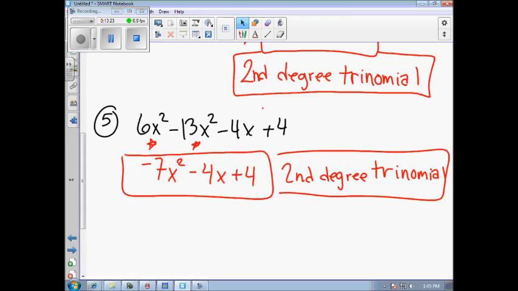Okay, that should get you going on that. All right, we are going to start a worksheet practicing more adding and subtracting polynomials. This is actually your homework, so we're doing your homework together.